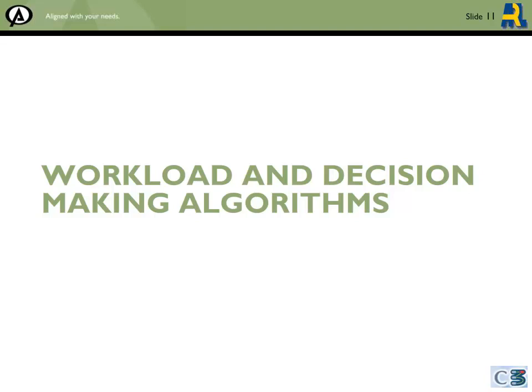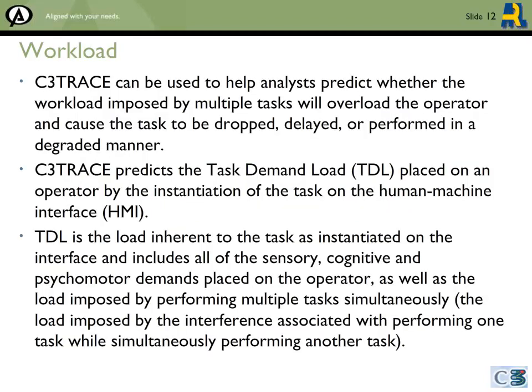I'm now going to go over how these elements and parameters are used to calculate workload and decision quality by C3TRACE. C3TRACE can be used to help analysts predict whether the workload imposed by multiple tasks will overload the operator and cause the task to be dropped, delayed, or performed in a degraded manner. It uses the task demand load, as represented by the sensory, cognitive, and psychomotor demands associated with each task, and the interference imposed by performing multiple tasks simultaneously.